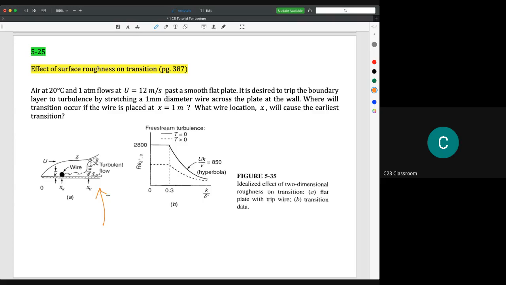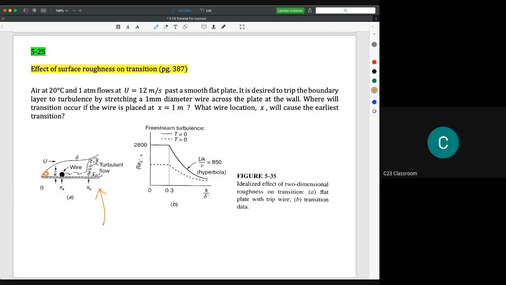But in our first question, we are calculating about the instability. It means that if the wire is placed very early at the beginning here, it might not be able to change a laminar flow into turbulence, because the laminar flow is still stable at that time. You give some disturbance, but the laminar flow will come back to its previous condition. It will go back to the laminar condition.